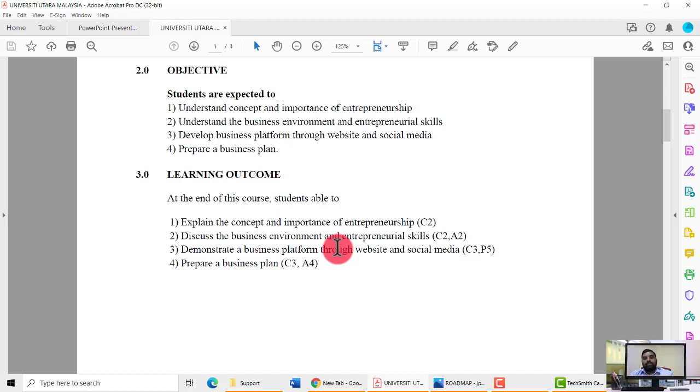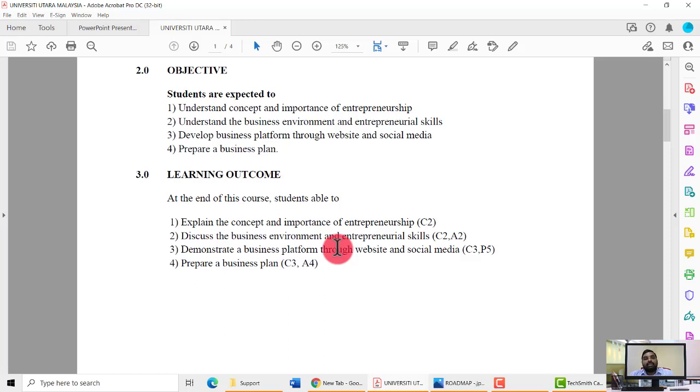Third, learning outcome. So what are you going to learn? First, by the end of this course, the student is able to explain the concept and importance of entrepreneurship, which means when people ask what is entrepreneurship, you are able to explain to the person who asked the question. Second is to discuss the business environment and entrepreneurial skills. So you will learn about the business environment and also some new skills, especially digital skill, and how to start a business, how to have a discussion with your group mates. It's actually an entrepreneurial skill as well.